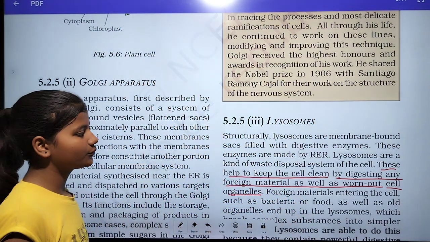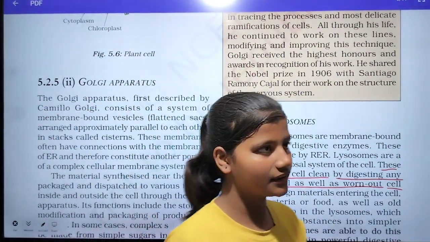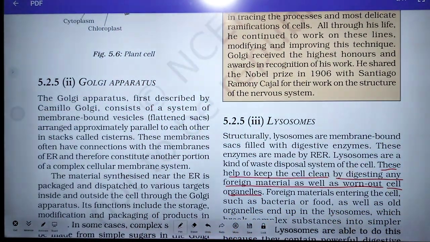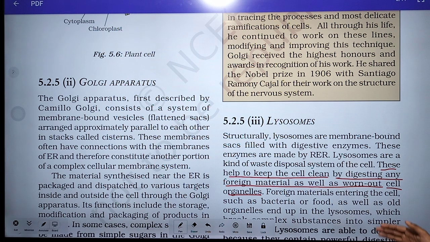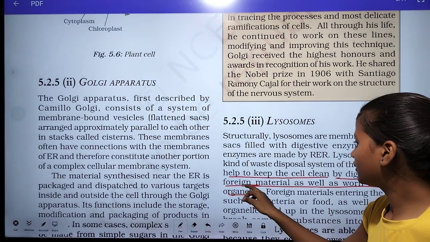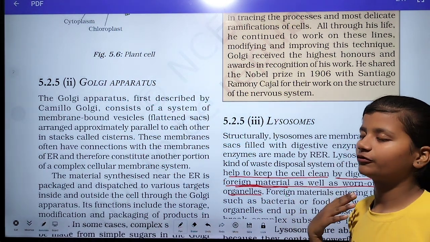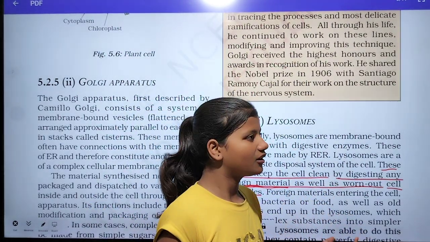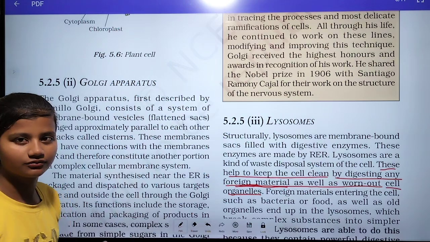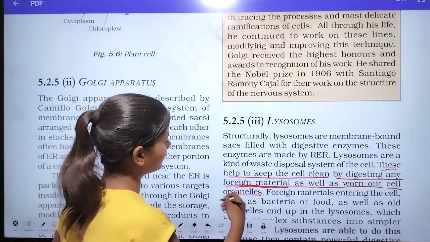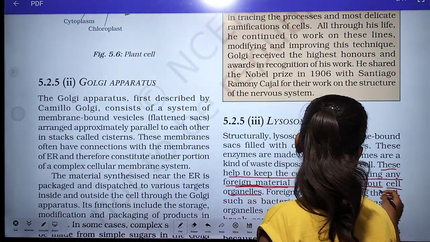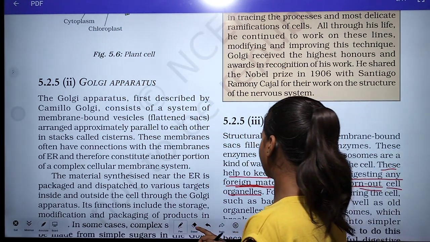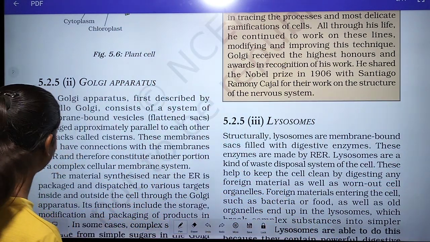These help to keep the cell clean by digesting any foreign material. It means what? Bacteria, you can say, or food which we intake, as well as worn out cell organelles. Here it is written foreign materials.